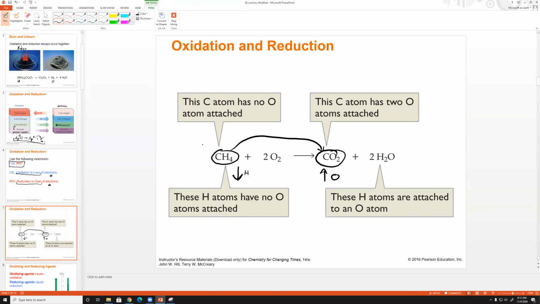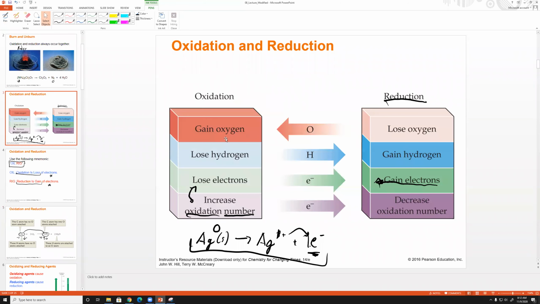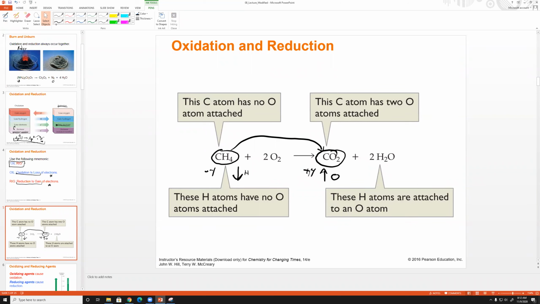And if I were to do the math and get the oxidation state, which you don't have to understand, the carbon would be -4 over here, and the carbon would be +4 over here. So that means the oxidation state, if we look back at our thing, we can say gain of oxygen, done. Loss of hydrogen, done. And it increased the oxidation number. So everything's accounted for here. And then, like I said, if you have oxidation, you have to have reduction.